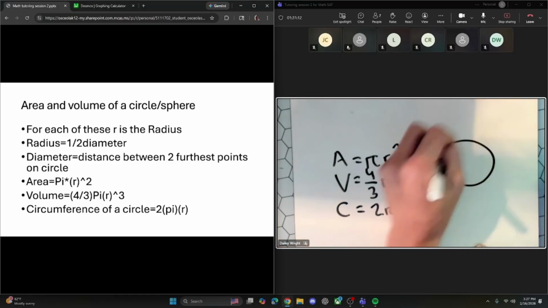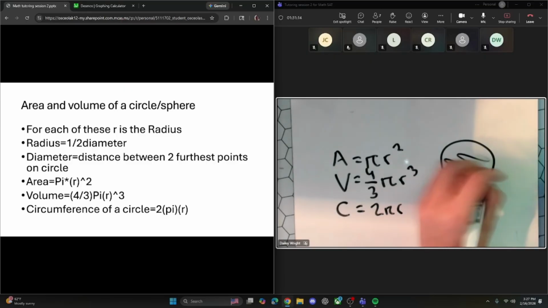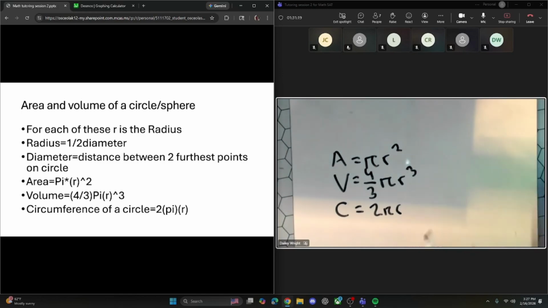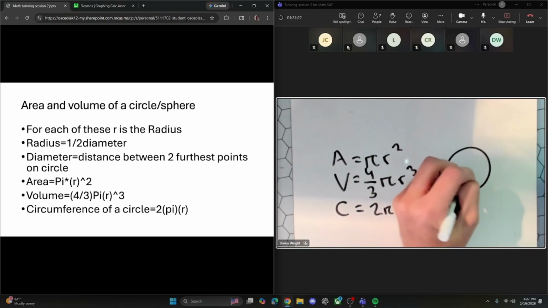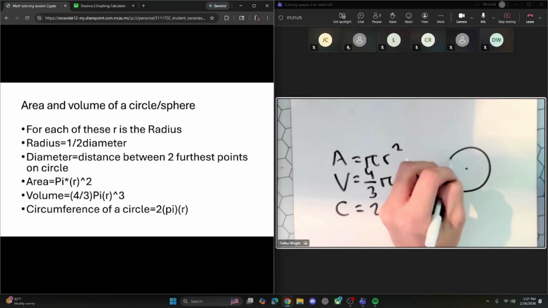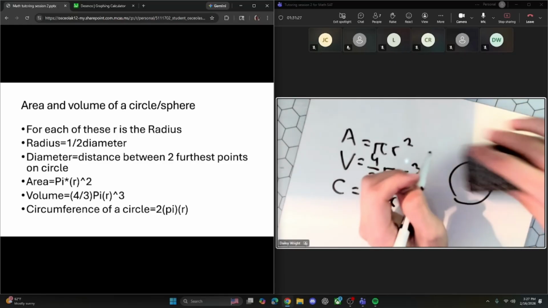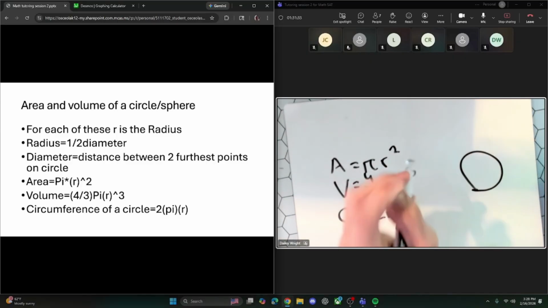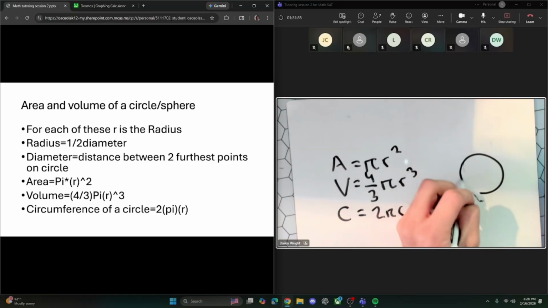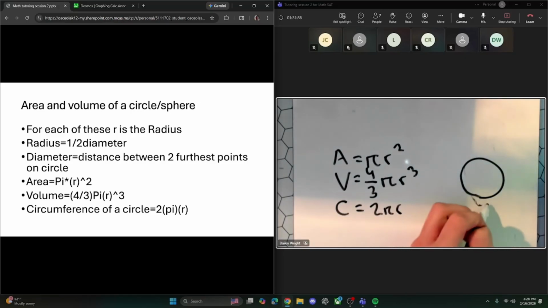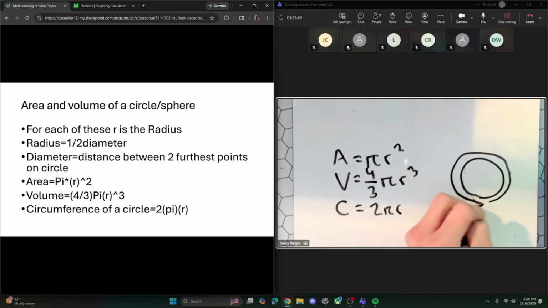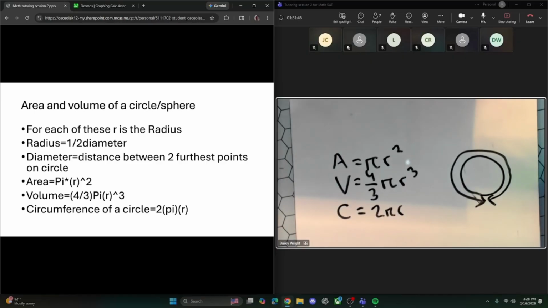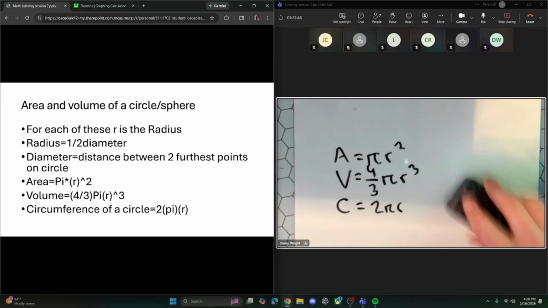So the area of a circle is basically covering the whole inside of a circle. That's what you're finding when you do pi r squared. The volume would be the volume of a sphere. I don't know how to draw a sphere, so I'm not gonna try to do that. The circumference of a circle is the length of the outside of the circle. So you're looking for whatever the length of the full outside of the circle is. That is your circumference.